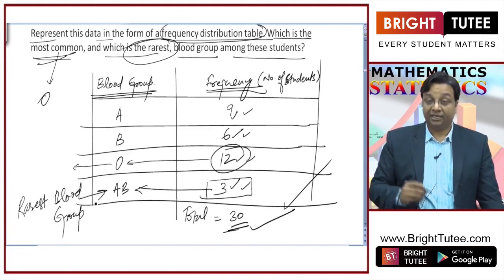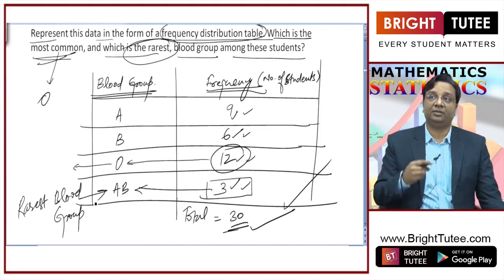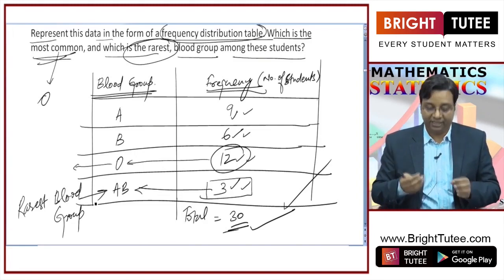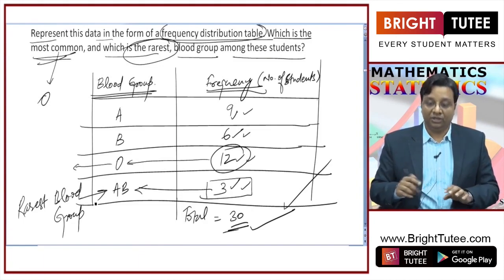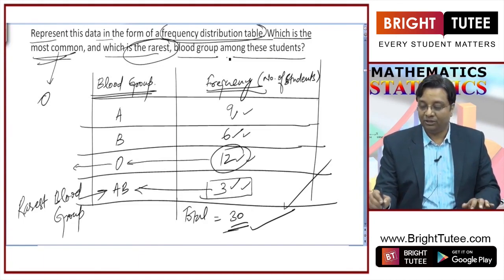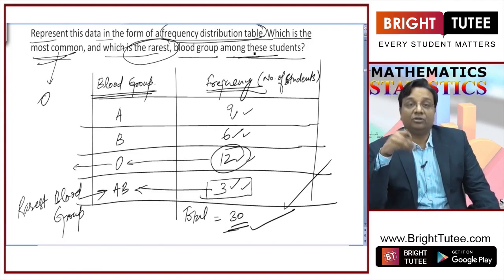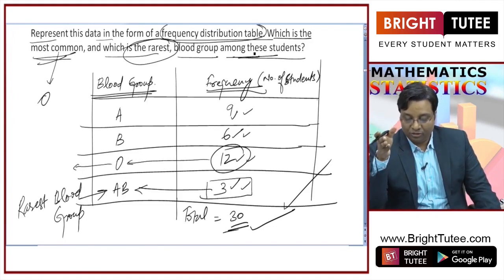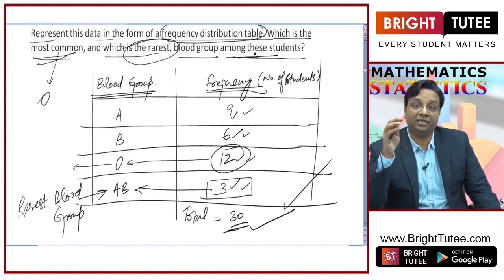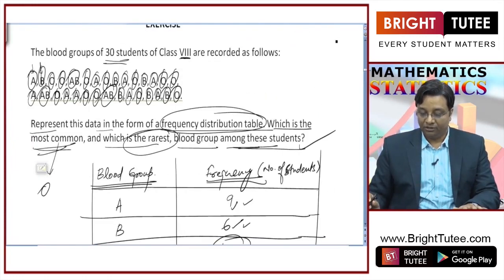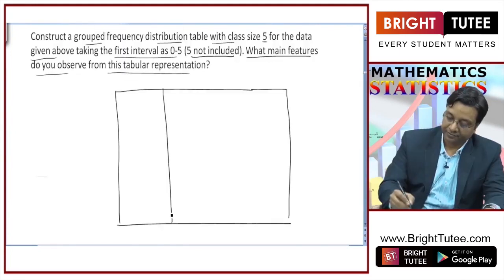is AB. And this is not a general statement that in the entire universe or in the entire world the rarest blood group is AB. No, we are just talking about these 30 students. Out of these 30 students, the rarest blood group is AB and the most common blood group is O. Okay, so always keep in mind that we are talking about the data of these 30 students only right now. Okay, so this is how you will interpret it.